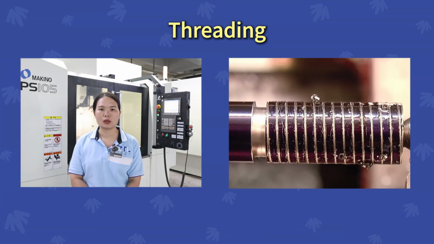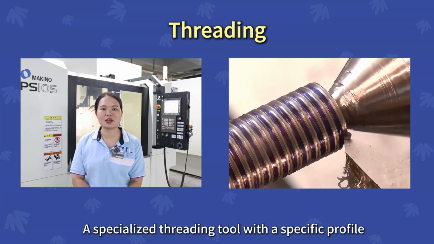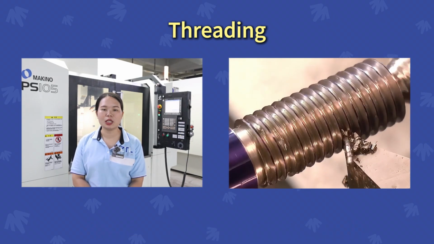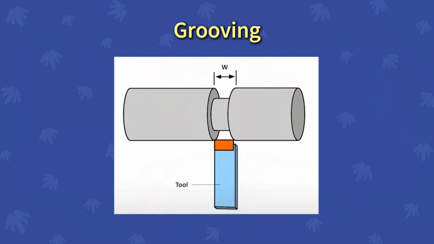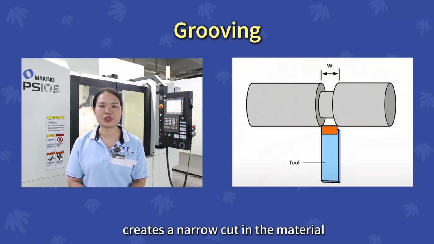Threading. In contrast to tapping, threading is the engraving of external thread on the outside diameter of the rotating parts. A specialized threading tool with a specific profile gradually cuts the thread pattern into the parts as it rotates.